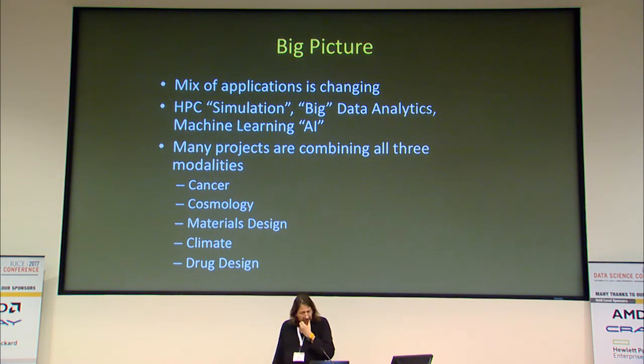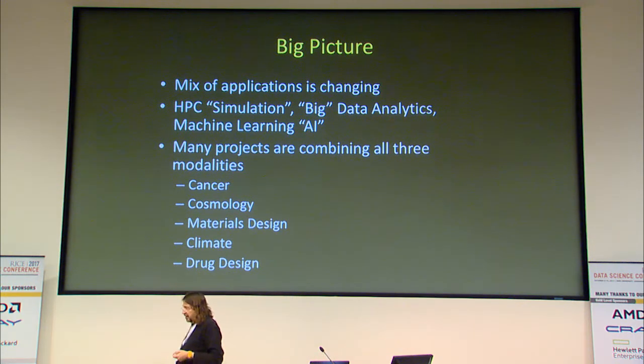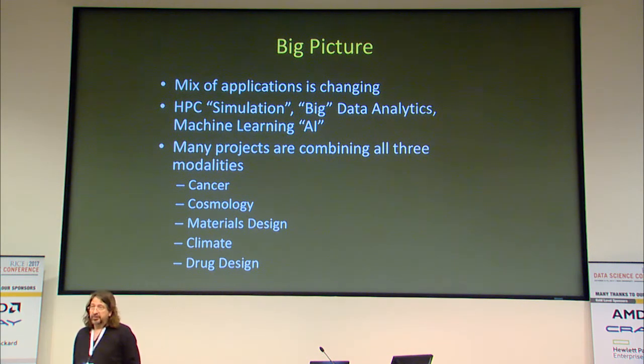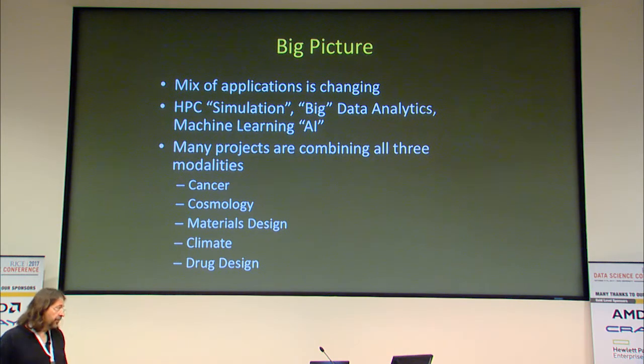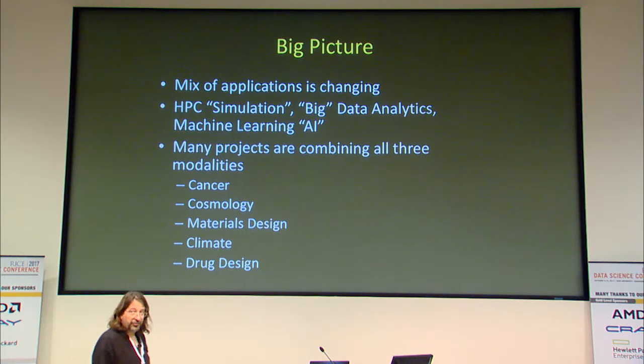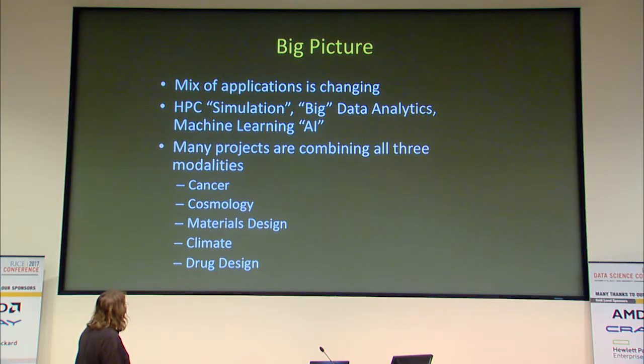But what we see as a big picture is that those three market segments are, in some sense, all the same people. People in this room just kind of slosh around from wherever the funding is and where the interesting problems are. And so what I see is the applications are moving towards a position where they can leverage each of these three kinds of activities or capabilities. We're starting to see this happening in cancer, cosmology, materials, climate, and drug design.